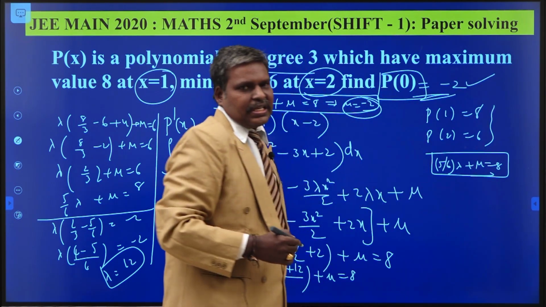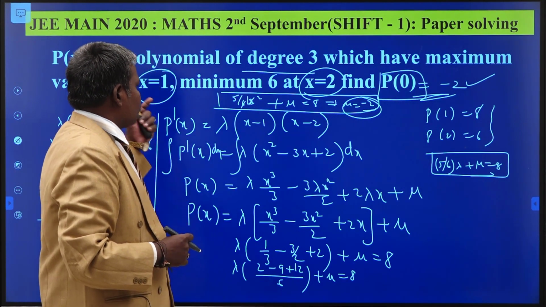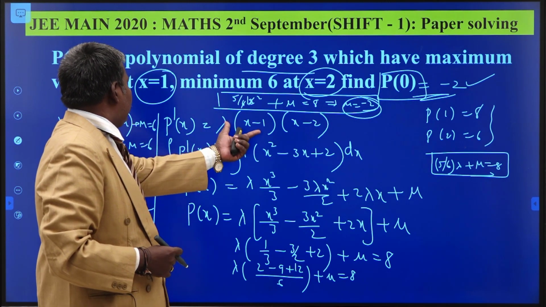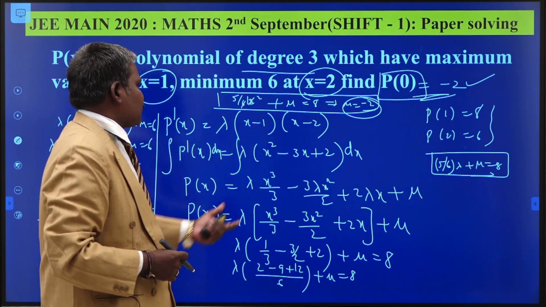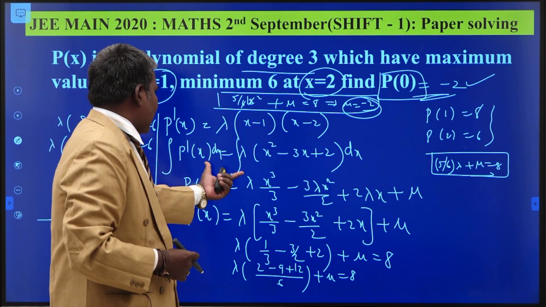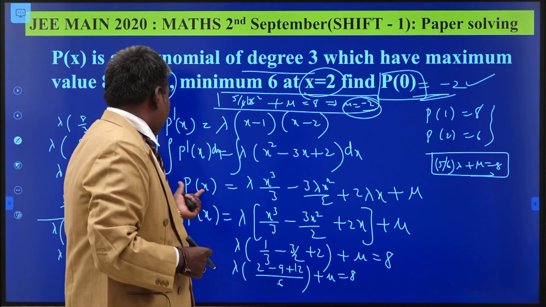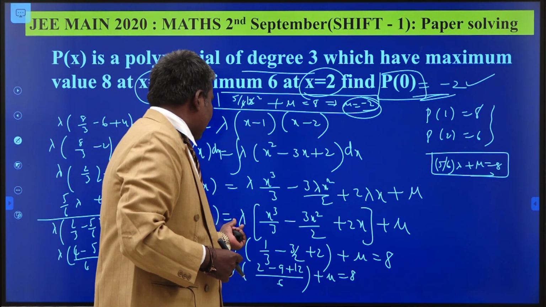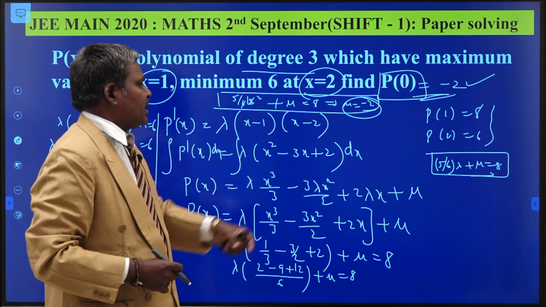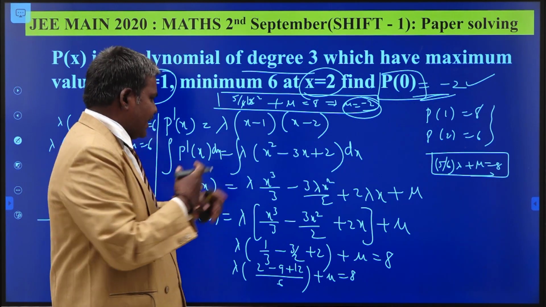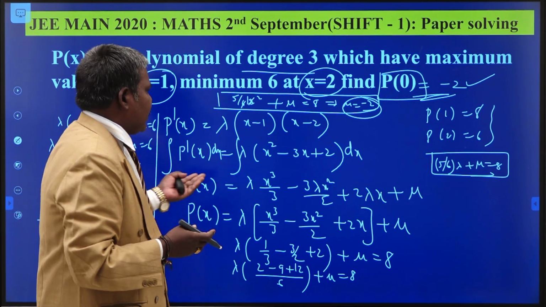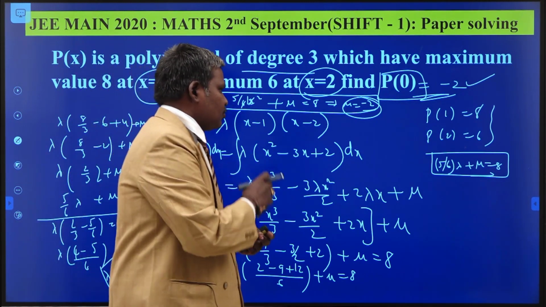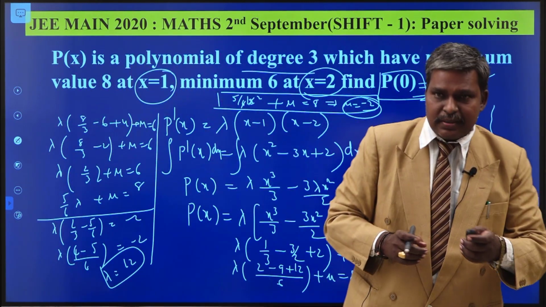So this is a little bit of a difficult question. You get the thought that 1 and 2 are the roots of this P dash x, that is lambda times of x minus 1 into x minus 2. From that you calculate the expression of P of x, and then you have to calculate the values of lambda and mu by substituting x equal to 1 and x equal to 2 and solving for lambda, mu. You get the value of mu, that is nothing but your P of 0. It takes some time and it is also a conceptual question. Okay.